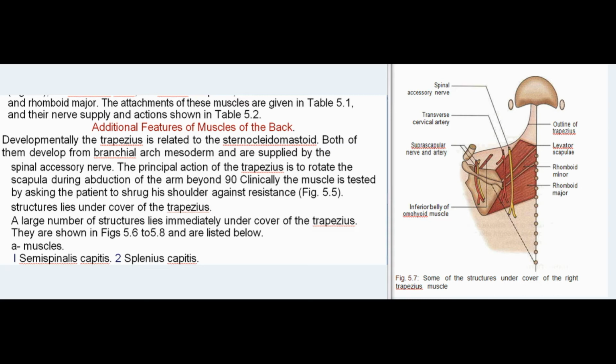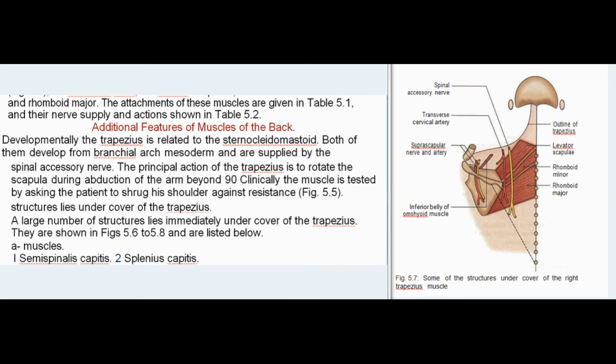Developmentally, the trapezius is related to the sternocleidomastoid. Both of them develop from branchial arch mesoderm and are supplied by the spinal accessory nerve. The principal action of the trapezius is to rotate the scapula during abduction of the arm beyond 90°. Clinically, the muscle is tested by asking the patient to shrug his shoulder against resistance, Fig 5.5.